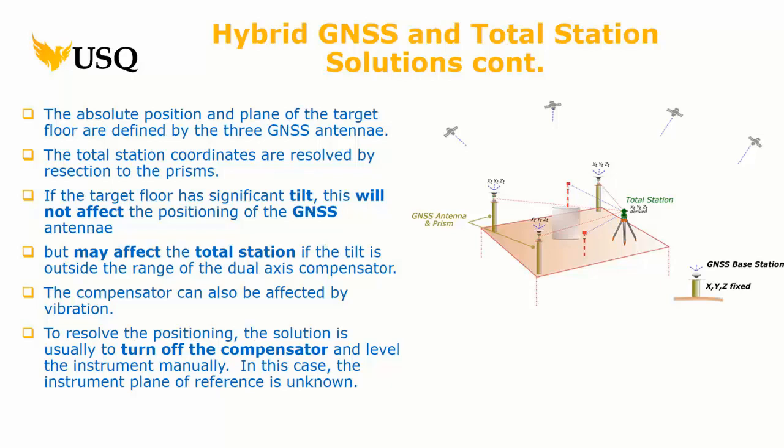You do level the instrument. You do it manually, so there's no electronic compensation, but the instrument's still going to go off level. You're only doing it manually so it's just somewhere near level.